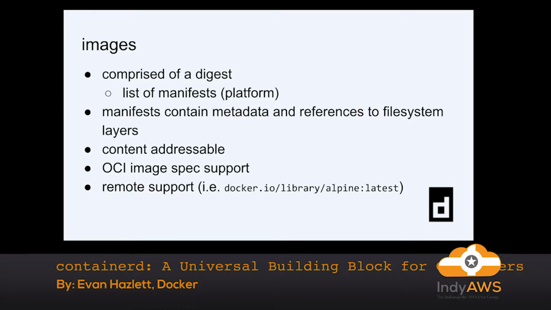So in Containerd, we support remotes, but you have to give it the full address. In this case, it's docker.io, library, Alpine, whatever. This can be anything. This could be GCR. This could be an image from AWS. It doesn't matter. Or a registry from AWS.